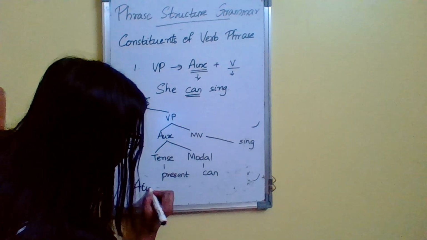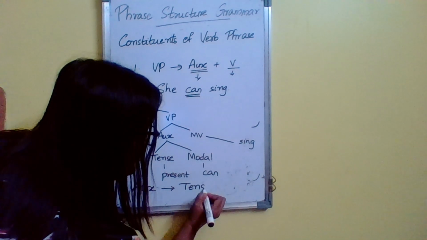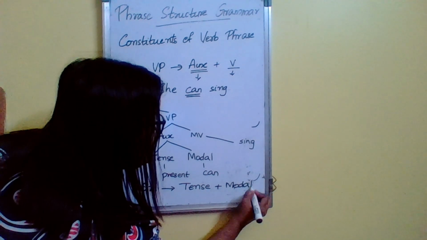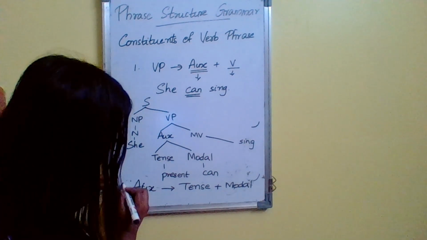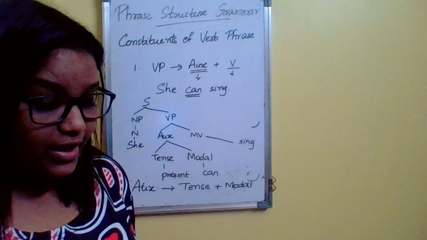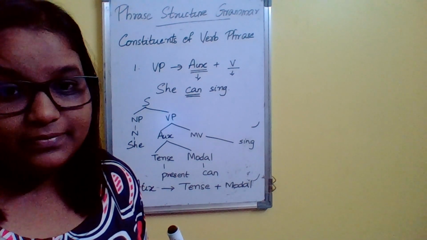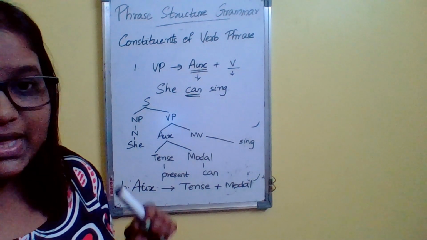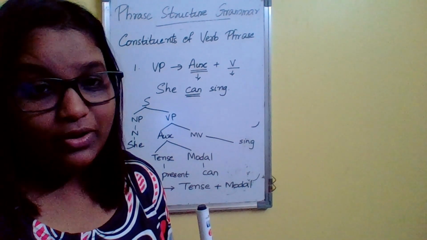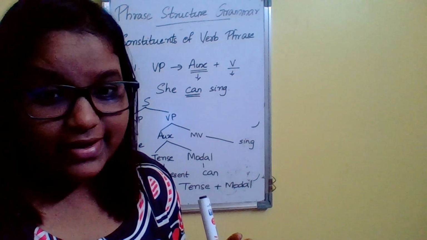auxiliary can be tense plus modal. So this is the second equation, second example of what can constitute auxiliary. So auxiliary can be tense plus modal. Okay, so I hope you understood this example. Let us move on to the third example, third instance of what can constitute an auxiliary.